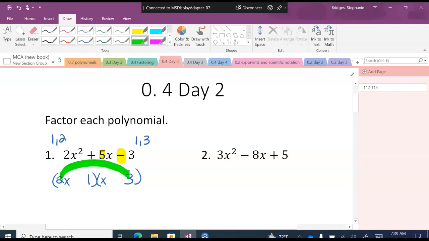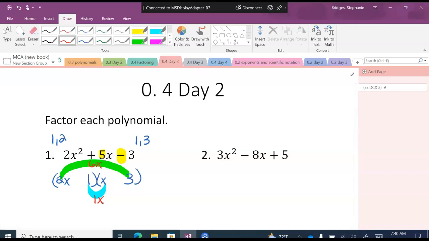What does 2x and 3 give me when I multiply those? It gives you 6x, right? And then I multiply the middle 2 terms. What do I get when I multiply 1 and x? 1x. I want to know, do those subtract to give me 5? Does 6 and 1 subtract to give me 5? It does, okay? So I had my placement correct.